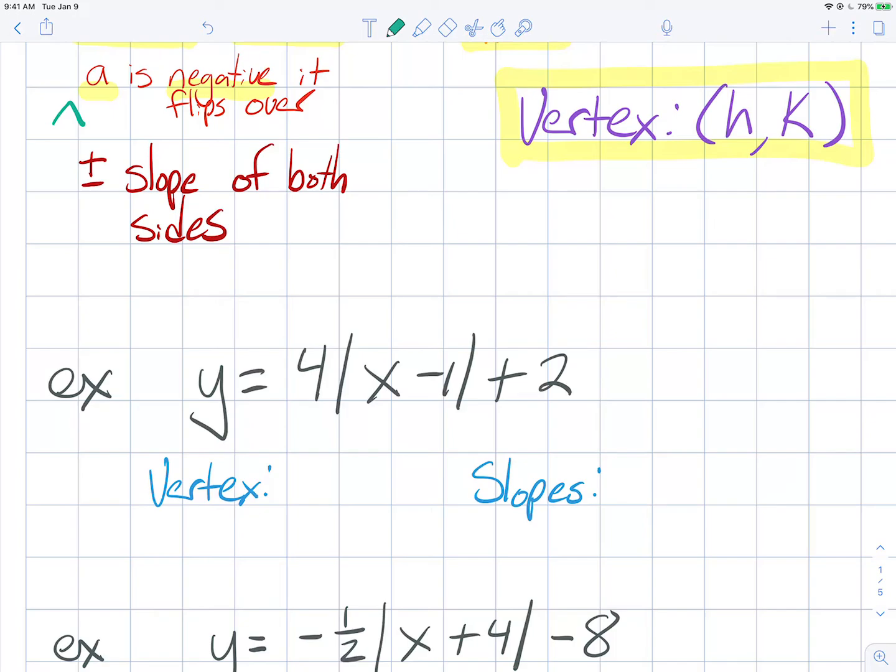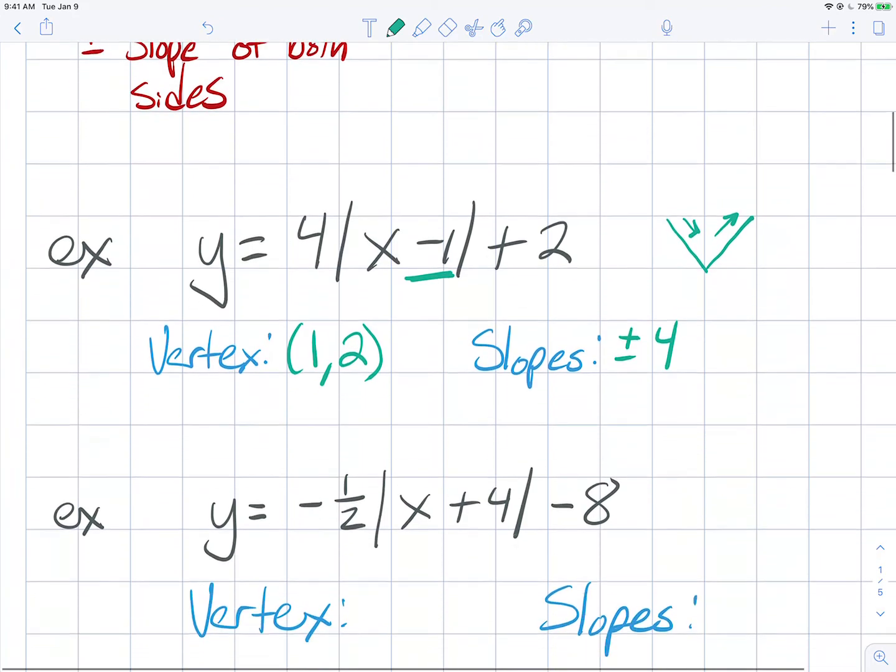Our vertex is going to be 1, because remember, think opposites, comma, 2. And the slopes on both sides are going to be positive and negative 4. The reason it's positive and negative is because one of the lines is going downhill while one of them is going uphill, and that creates the v. So it's a positive and a negative 4.